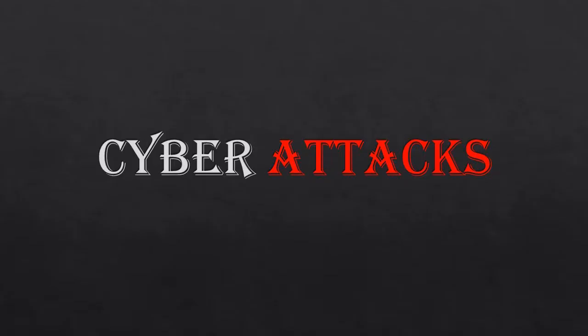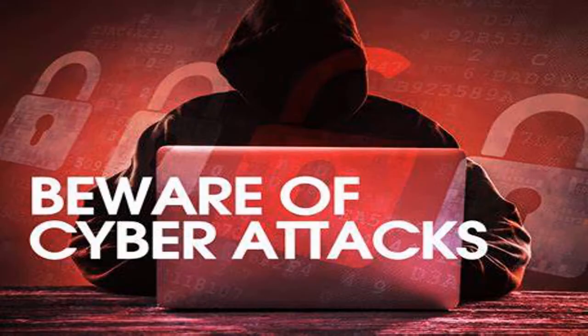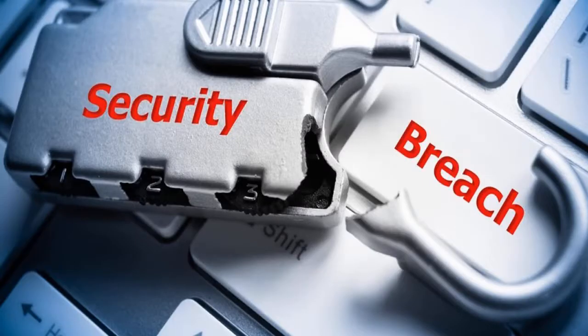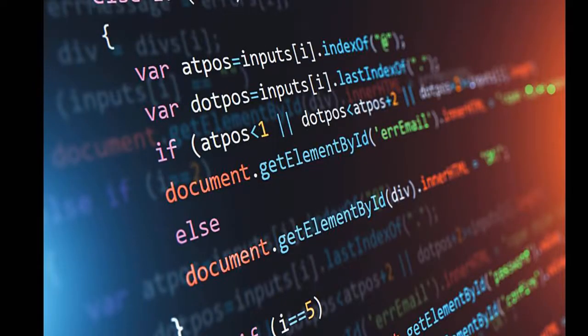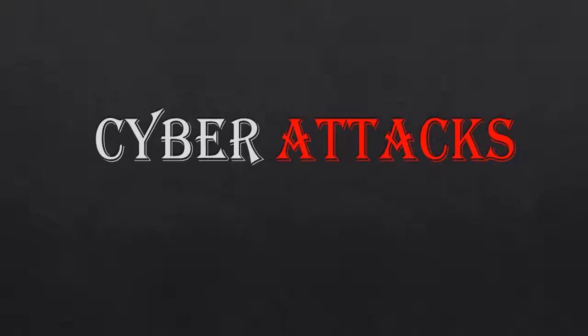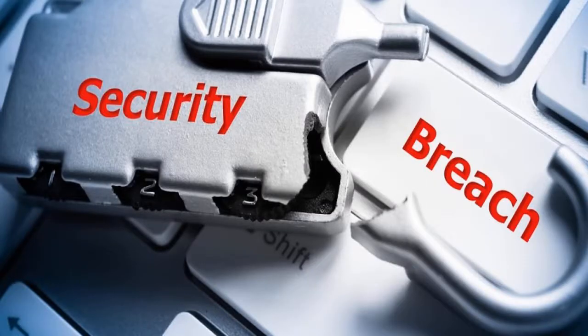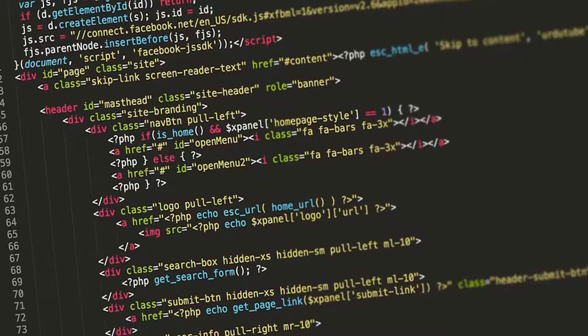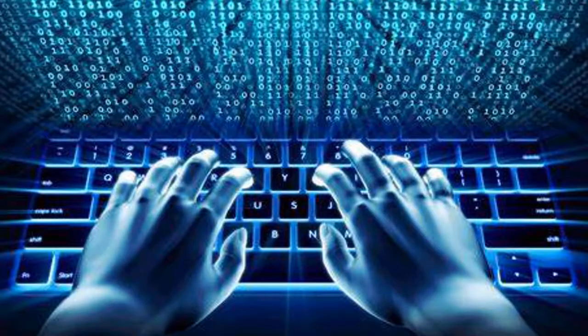In today's tutorial, we're going to learn about cyber attacks. In our previous tutorial, we learned about social engineering, which is a form of security breach or security attack that doesn't need any form of coding or hacking. And in today's tutorial, we are going to learn about cyber attacks, which is a kind of security breach that can only be done with coding or hacking a computer system.